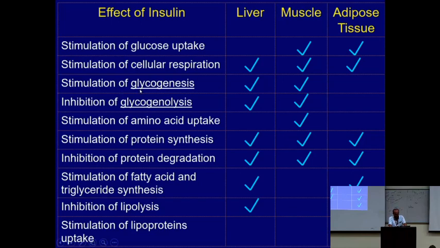Stimulating glycogenesis. That's in liver and muscle. Inhibiting glycogenolysis. That's in liver and muscle. Stimulation of amino acid uptake. The muscle is a key tissue, but really there's going to be increased uptake in other tissues as well. Protein synthesis is stimulated throughout most tissues, inhibiting protein degradation. TAG synthesis is specifically increased in liver and adipose tissue. You inhibit TAG lipolysis, specifically by inhibiting hormone-sensitive lipase in adipose tissue.